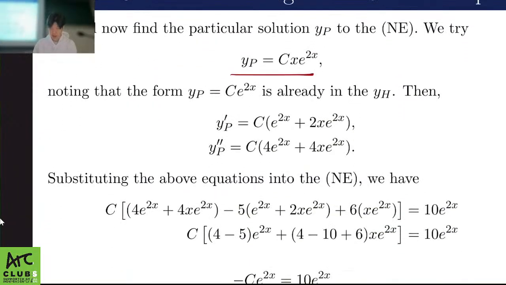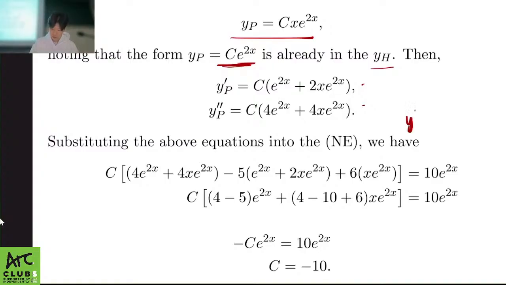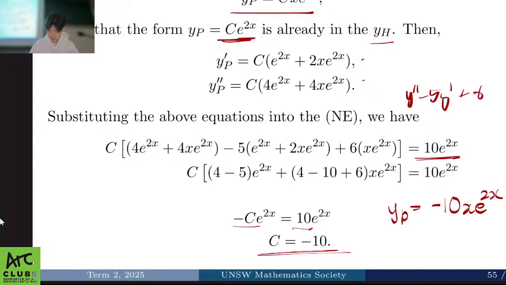after guessing c x e to the 2x, since this form is already in the homogeneous solution, we differentiate it twice and we put it into our ODE here. And then we let it equal to the right hand side. Simplifying, we can find that by equating coefficients, c is going to be minus 10. So our particular solution ends up being minus 10 x e to the 2x.